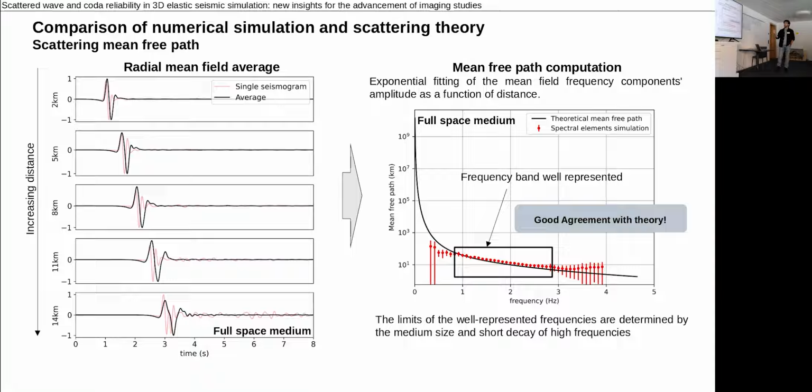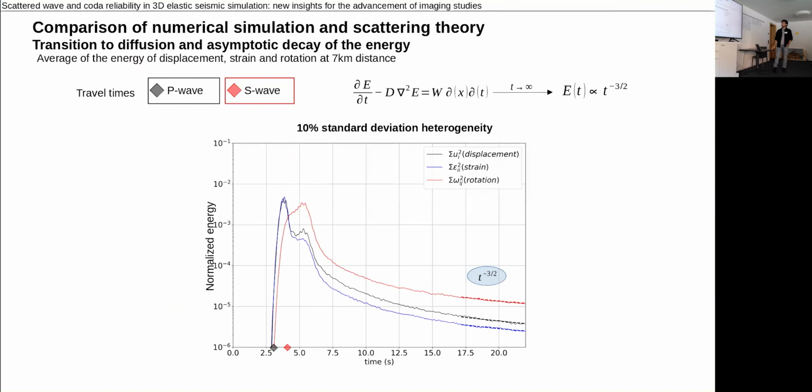So the first thing that we looked at is the scattering mean free path, which is the average length of interaction between waves and heterogeneity. By fitting the spectral component of the radial mean field, we were able to compute the mean free path. And the comparison with the theoretical expectation shows that we have a good agreement, at least between 0.9 and 2.9 Hertz. So we then filtered our signal in this frequency range, and then we looked at the transition between the multiple scattering regime and the diffusion regime.